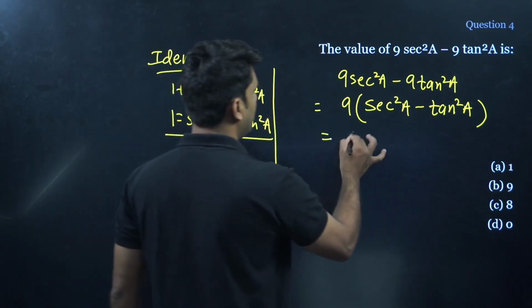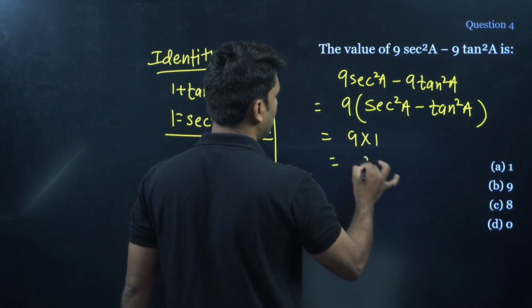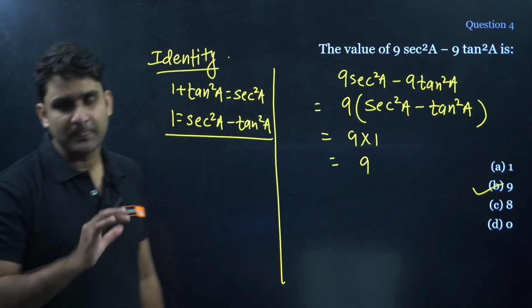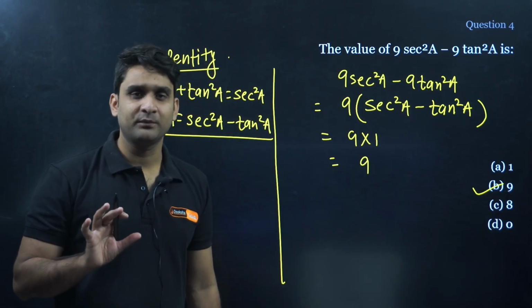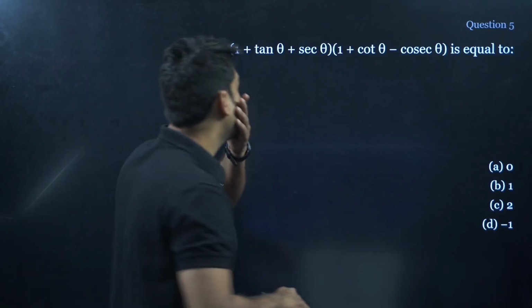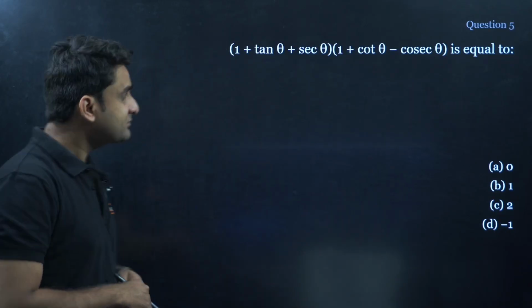So we have 9 into 1, and 9 into 1 will be 9. Any option? Option number B will be the correct answer. Any problem to anyone? Moving ahead. Okay, now let's do this.